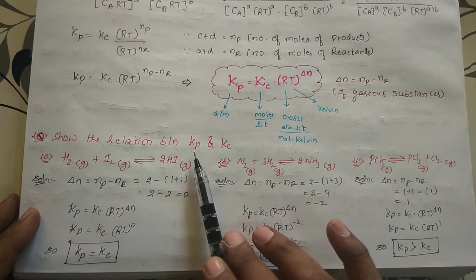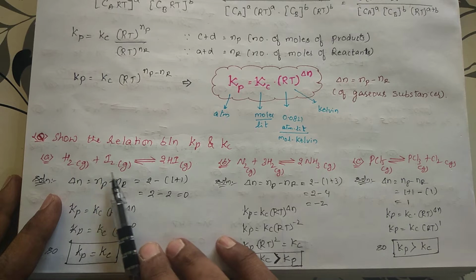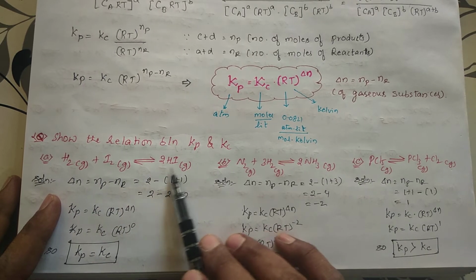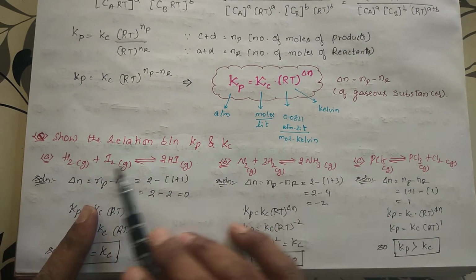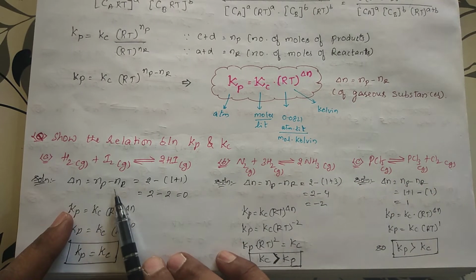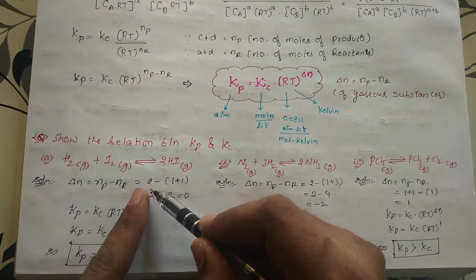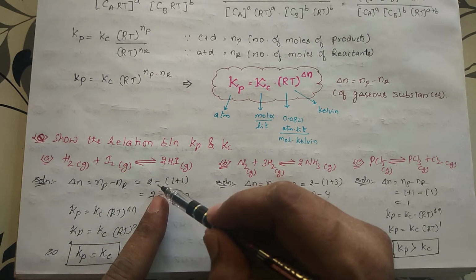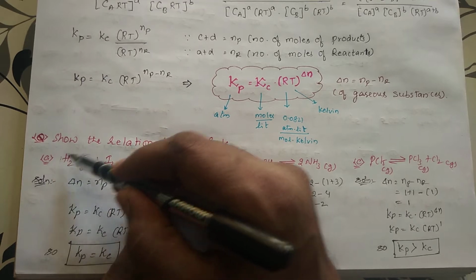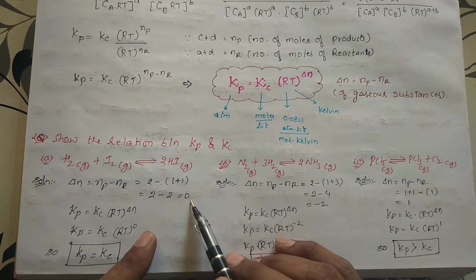Show the relation between Kp and Kc. This is the first question. H2 in gas state, I2 in gas state, in equilibrium with 2 moles of HI in the gas state. First calculate the delta N now. Delta N is equal to Np minus Nr. How many moles of products here? 2. So this is 2 minus the number of moles of reactants. Here it is 1 and here also it is 1. So it is 1 plus 1 for reactants. So it is 2 minus 2, equal to 0.